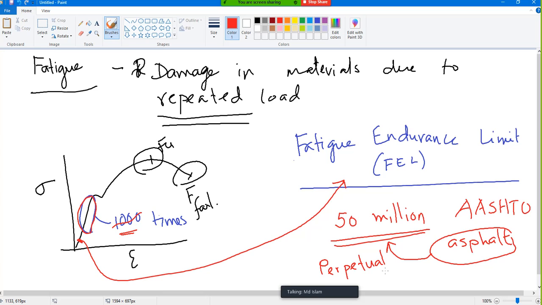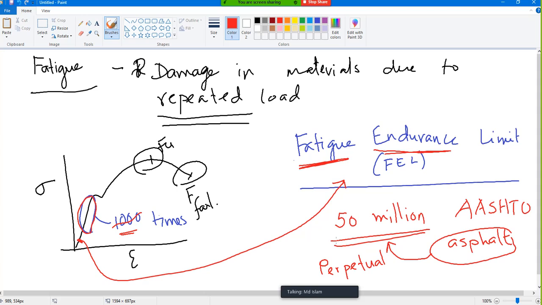So hopefully you understood. If I elaborate again, for any material, if the stress or strain level is such a low value that after applying an infinite number of loads it doesn't fail, that limit is called fatigue endurance limit. That means below that there is no fatigue. My material can endure it. But for asphalt, we cannot apply an infinite amount of load. AASHTO said if it is 50 million, okay, consider it infinity. So that is the meaning of fatigue endurance limit.